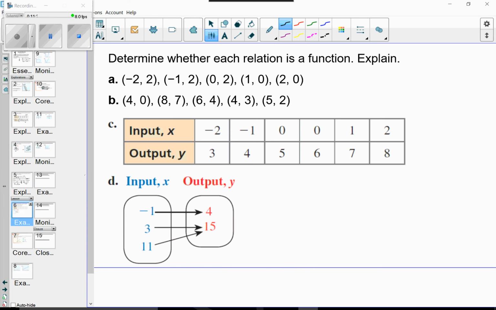So I want you guys to hit pause. Go ahead and hit pause and then try these ones on your own. And then when you're ready, just hit play again and then just check your answers. So go ahead and hit pause. Okay, hopefully you tried these.